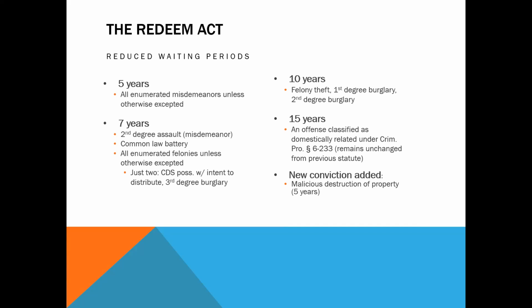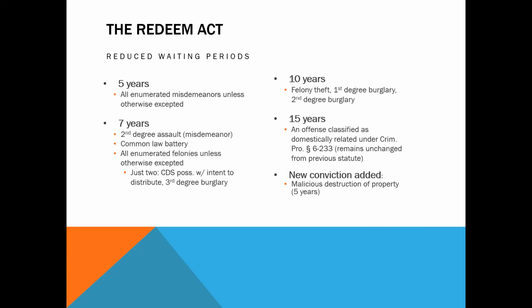So we're looking at 5-year waiting periods for all eligible misdemeanors enumerated in that statute, unless otherwise excepted. And then really the only exception there is second-degree assault, perhaps common law battery as well. Those are 7-year. So really all misdemeanors used to be 10 years, or 15 years if excepted, and they're now going down to 5. And the 15-year misdemeanor exceptions are going down to 7 years.